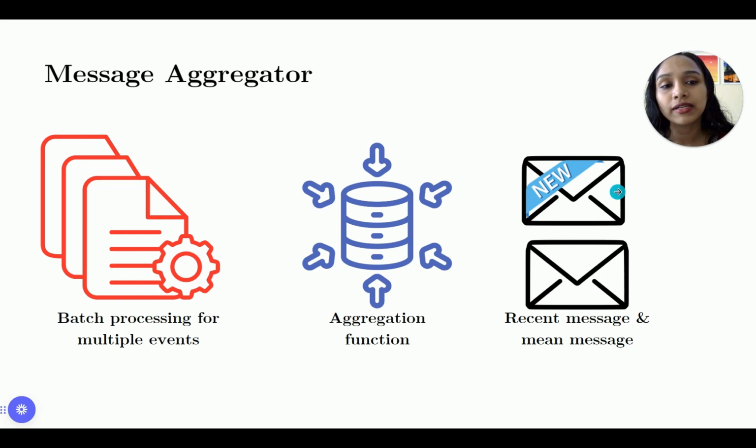One commonly used method is to consider only the most recent message of that node, or the most recent event that happened with that node, and the mean of the messages that happened so far till that time. This is one method for calculating the aggregated message. Basically, the message aggregator combines the multiple messages of the node and creates a single summarized message.